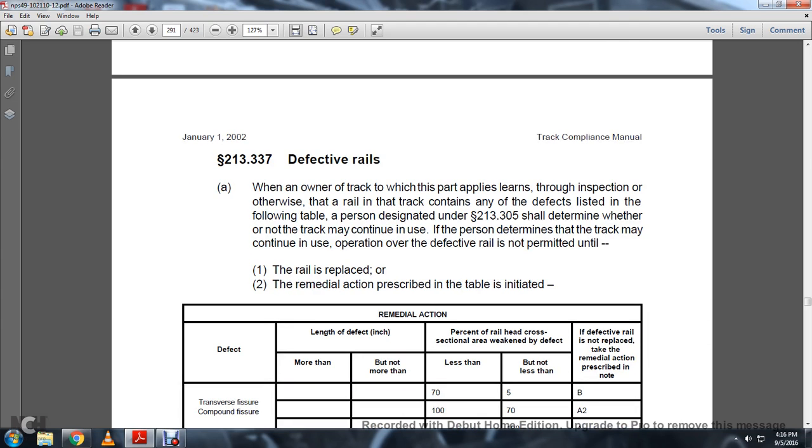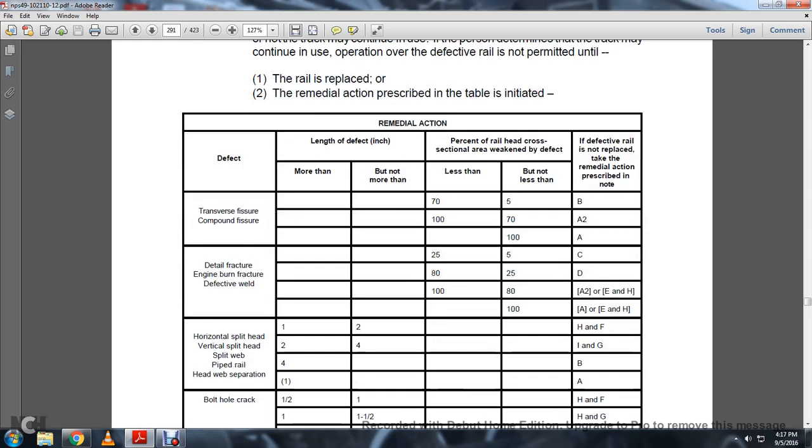Alright, 213.337, defective rail. A, when the owner of the track to which this part applies learns, through inspection or otherwise, that the rail of the track contains any of the defects listed in the following table, a person designated under section 213.305 shall determine whether or not the track may continue in use. If the person determines the track may continue in use, operation over the defective rail is not permitted until the rail is replaced, and the remedial action prescribed in the table is initiated.